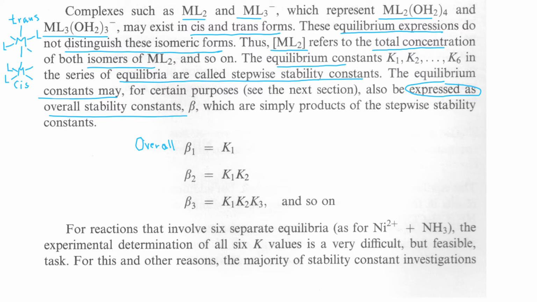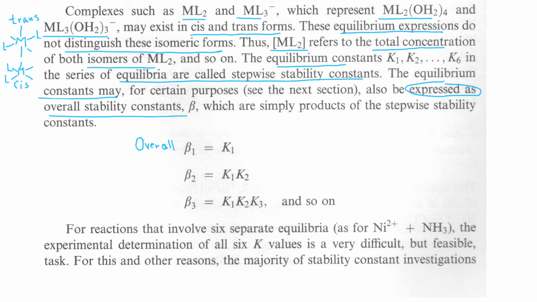Complexes such as ML2 and ML3 minus represent ML2(OH)4 and ML3(OH)3, all minus. They can exist as trans or cis forms, as you can see in the margin. Now, the equilibrium cannot distinguish the isomeric forms.